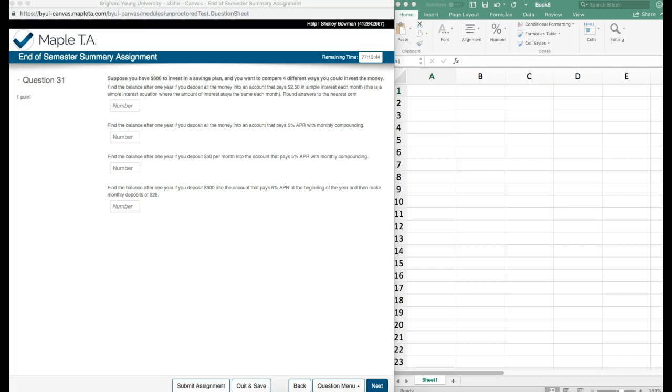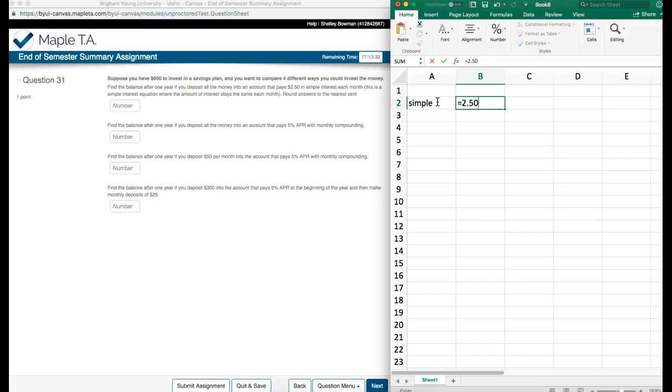So I'm just going to use Excel over here, and this is our first one. Our simple interest. So we are going to be getting $2.50 for every month for 1 year. So let's multiply this by 12 months. We can multiply it by 1 year as well, but that is the same thing. If you want to, you can do that, especially if you have something where it's multiple years.